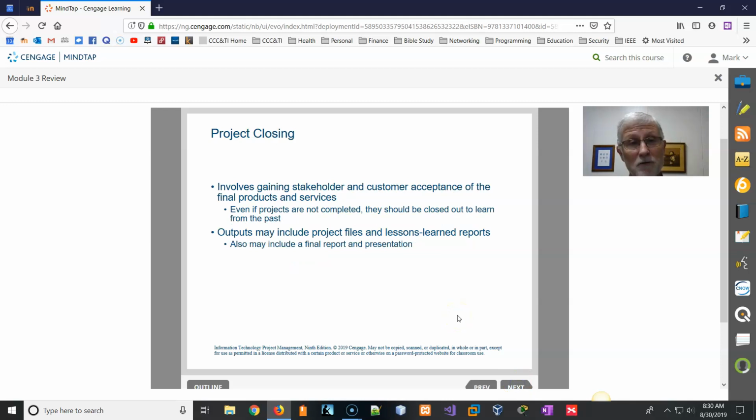Now, project closing: when all the execution is done, it basically says, hey, I'm going to get stakeholder and customer acceptance that we're delivering what we said we were going to do. And there are several different outputs of this. Could be project files, lessons learned, final reports, final closeout budgets.